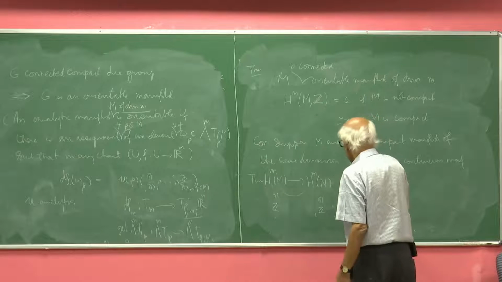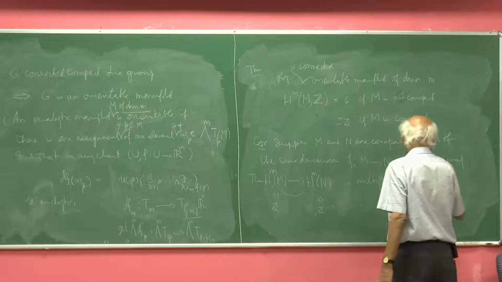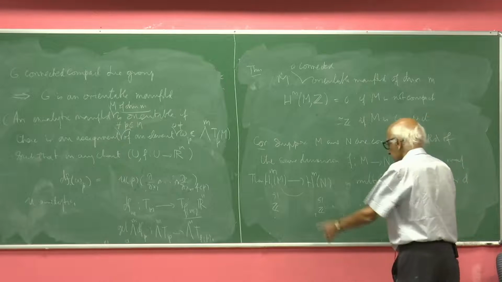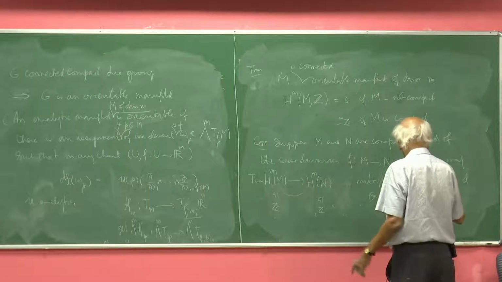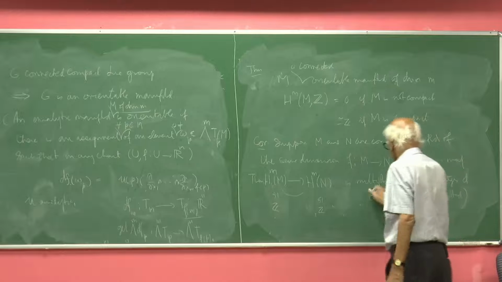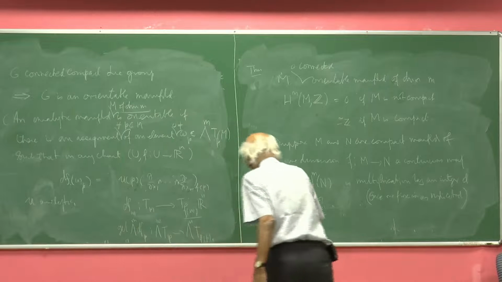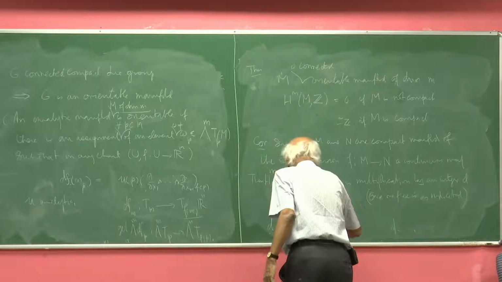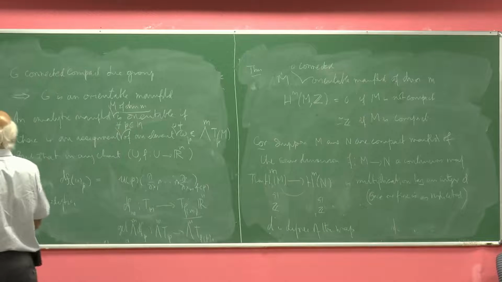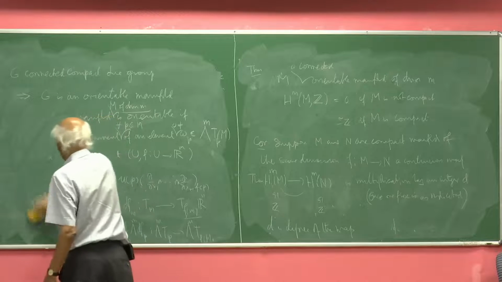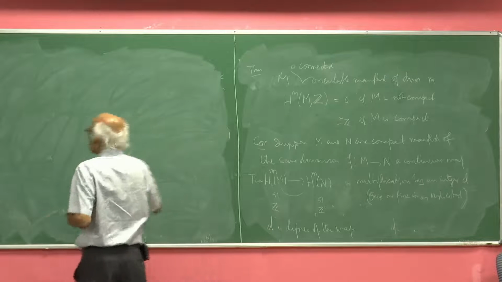So for a continuous map, Hm of f is multiplication by an integer d, once one fixes isomorphisms as indicated. And d is called the degree of the map. Then what happens is this: one has a nice criterion for when the mapping M to N is surjective, a sufficient condition.